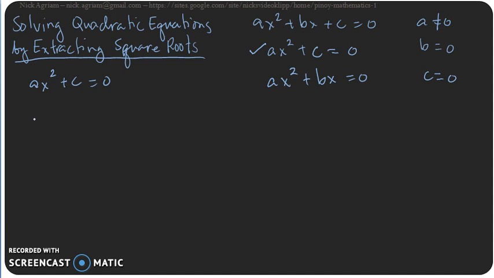For example, the easiest example is x squared minus 4 is equal to 0. Then we can solve this by extracting the square roots. For example, we add 4 to both sides of the equation, and this one will be 0. Then we have x squared is equal to 4. Then we take the square root of both sides of the equation, and we have x is equal to positive and negative 2.